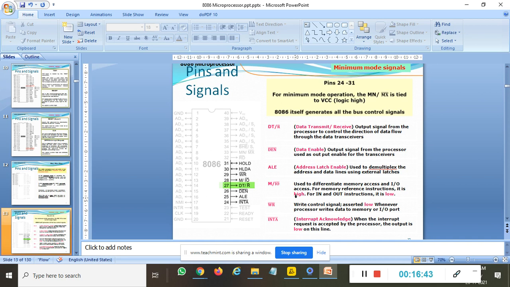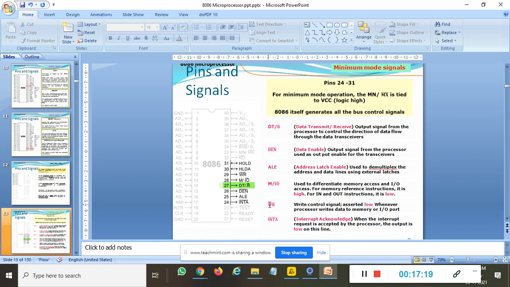When this signal is low, it operates in memory related operation, and when it is high, it operates in IO related operation. But in case of 8086, it is just the opposite. When this signal is high, it operates in memory related operation or memory reference instruction, and for input output instruction, this signal is low.